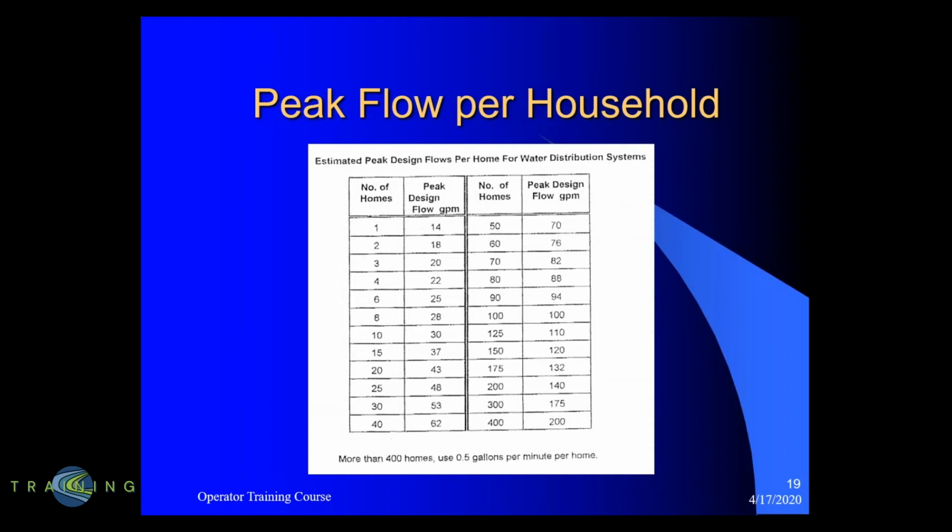So I'll turn to this page, and for instance, if I'm designing for 10 homes, we'll design for a peak flow of 30 gallons a minute. Now that is peak. That doesn't mean that that's what 10 homes are going to use all the time, but I have to design around that. But if I'm up to 100 homes, I only have to do 100 gallons a minute to give an average peak flow for that many homes.